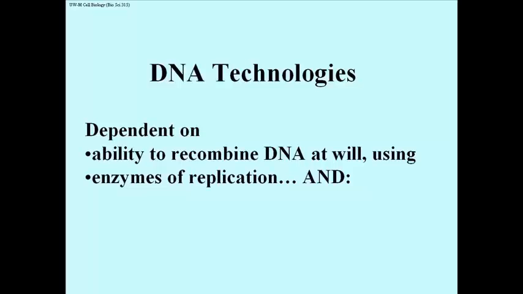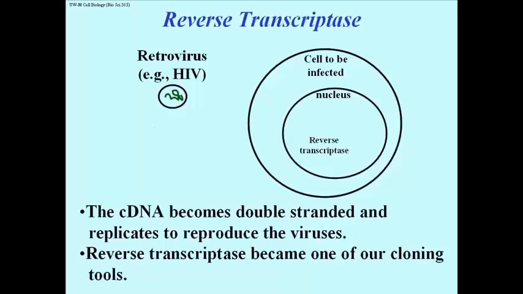Our technological prowess in manipulating DNA and doing cloning are dependent on many of the enzymes of replication, as well as reverse transcriptase. There are retroviruses whose genomes are actually RNA, not DNA. These viruses infect eukaryotic cells in this manner.